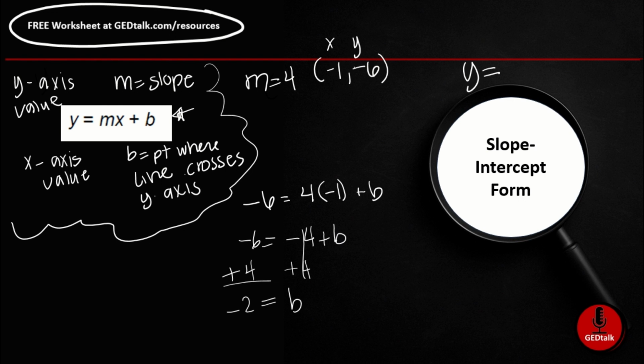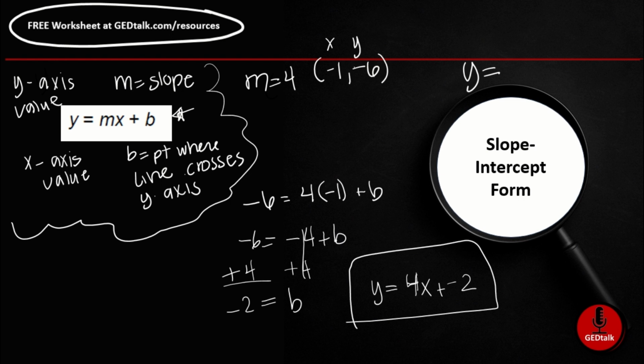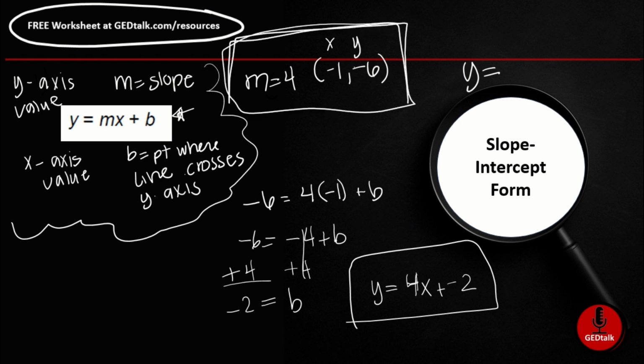I'm not done though. I need to rewrite the equation in the y equals format. So now I'm going to write y equals m, which is 4, x plus -2. And this is my answer, folks. Like I said, you don't need to memorize this formula, but please make sure you understand it. So when they do give you all of these numbers, you know exactly where to input them, and the answer you're looking for will be in the y equals setup.